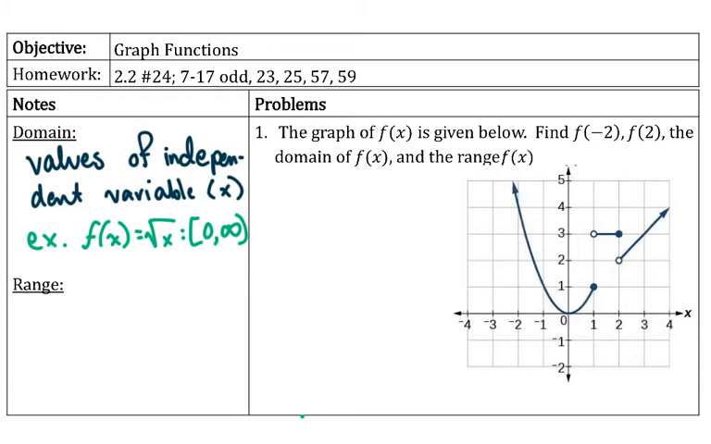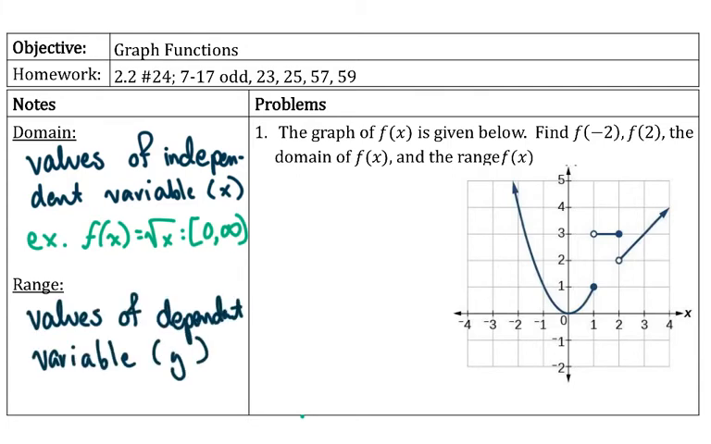Now the range is the values of the dependent variable, which is usually y, which would have, in this case, the same range as domain. Now if we had something like f of x is just equal to x, then the range would be negative infinity to positive infinity. You can have any number for that.